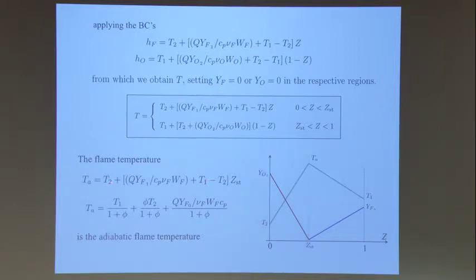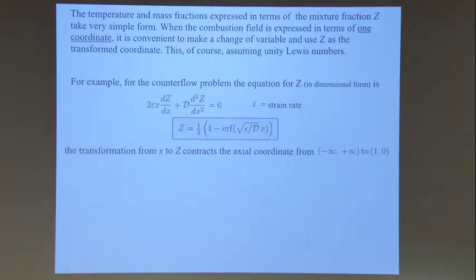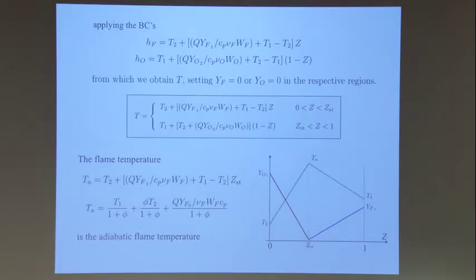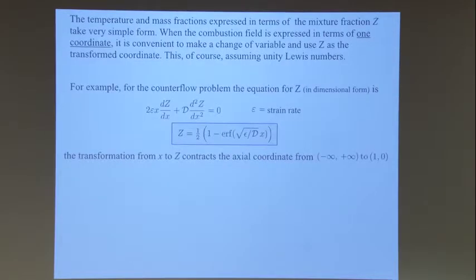And since we have assumed that the Lewis numbers are 1 in obtaining this, this must be the adiabatic flame temperature. And it is. It's a little different than what you have seen before simply because I now allowed for T1 and T2 to be different. If you equate T1 and T2, you obtain exactly the previous formula. I didn't write it, but you can verify it. Okay?